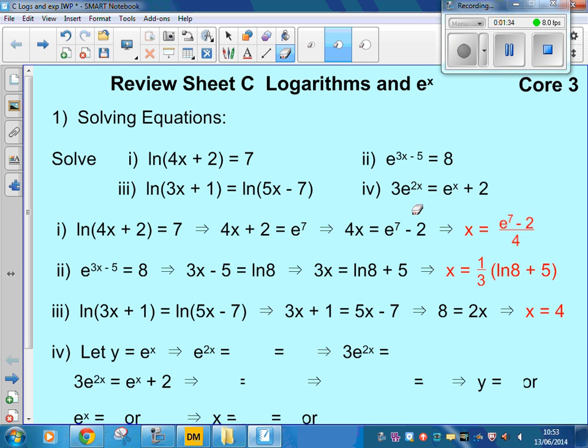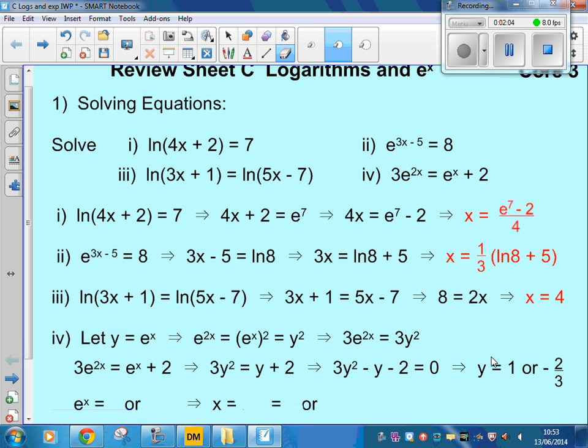The next type is to use y equals e to the x, which means you need to find what this is in terms of y. So if y is e to the x, then e to the 2x is equal to (e to the x) all squared, and therefore that is y squared, and 3 lots of it is 3y squared. So this now becomes 3y squared equals y add 2. Rearrange it, equals to 0, gives you y equals 1 or y equals minus 2/3.